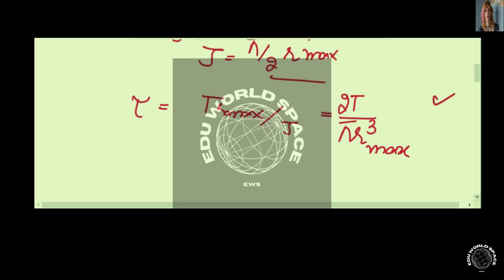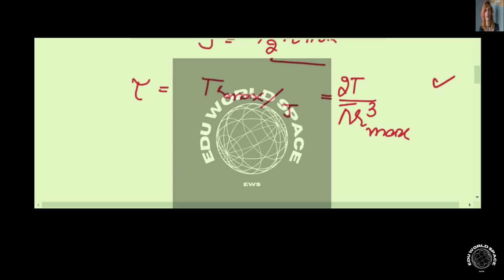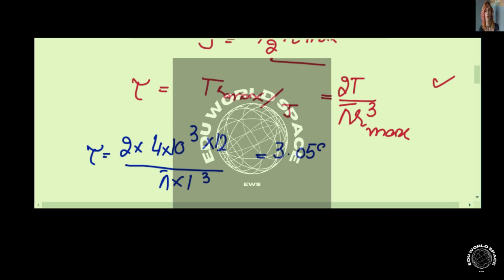Now I'm going to plug in the values. It is equal to 2 times 4 times 10 raised to power 3 divided by pi times 1 raised to power cube, and that is equal to 3.0588 times 10 raised to power 3 psi, approximately 3.06 ksi.